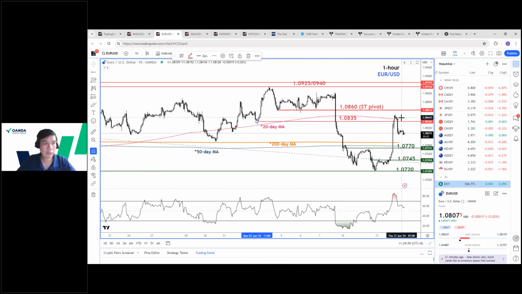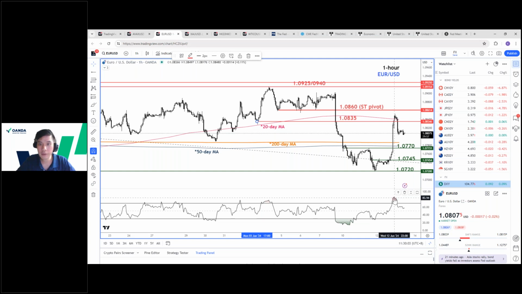Okay, so with that, given yesterday's strong overbought level that has now been exited, potentially right now there could be at least a short-term minor slight pullback in the euro dollar. So for today, we will flip to a short-term intraday bearish bias below the 1.0860 short-term pivotal resistance level.